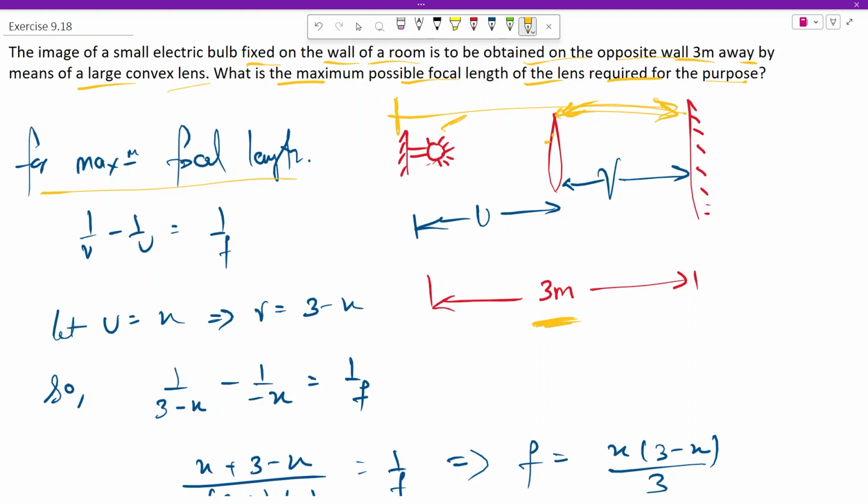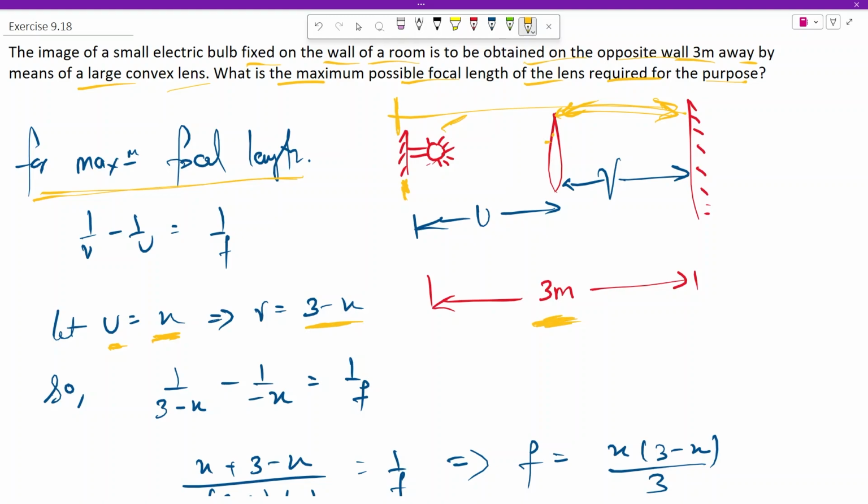So for maximum focal length, we will solve for f maximum. Now we have assumed u to be x, that is, the distance of the object, or the wall that is carrying the bulb, from the lens, as u equals x. Now obviously the image distance will be 3 minus x because the distance between those two walls is fixed.